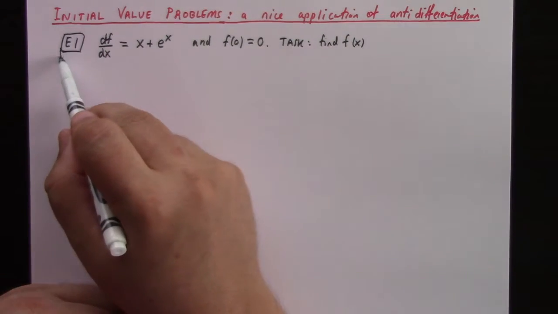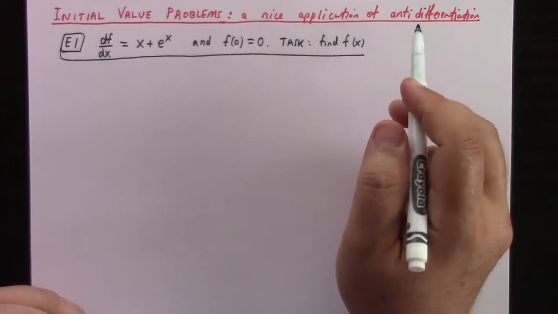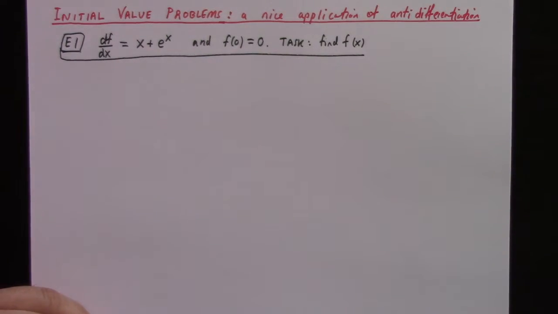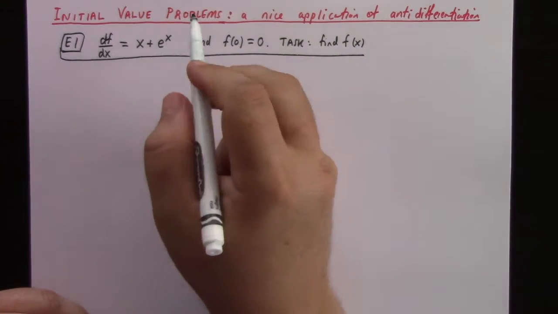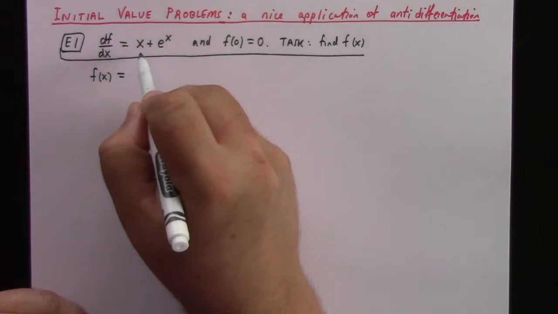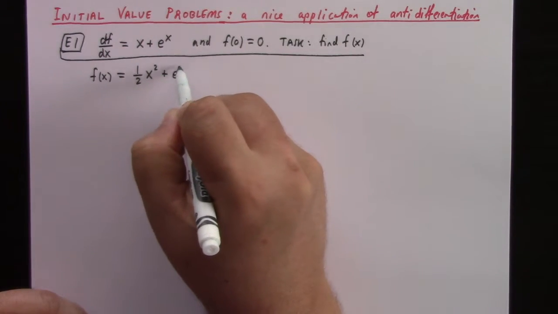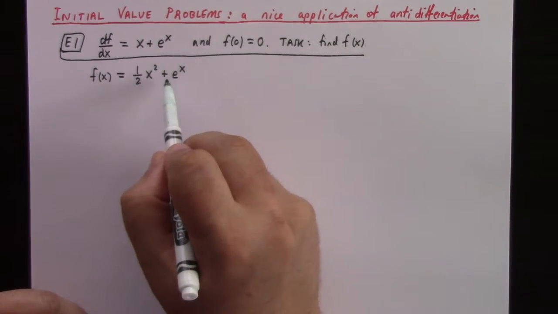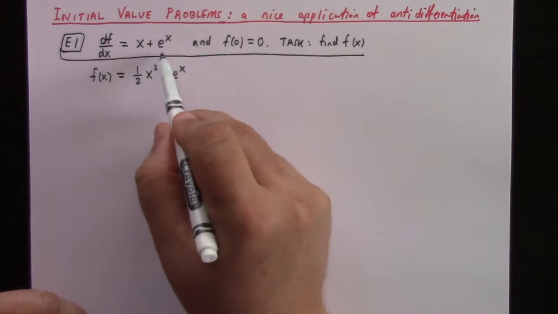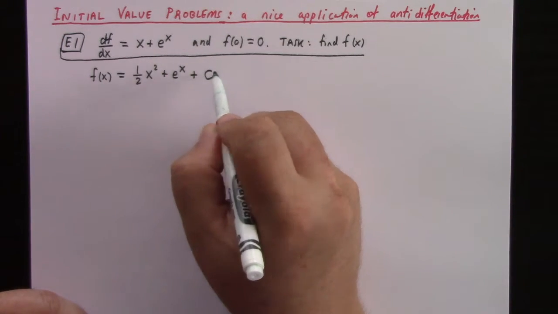Now, apparently f is an antiderivative of this function, right? So that suggests that f of x is equal to 1/2 x squared plus e to the x, because if I differentiate this, I get back x and I get back e to the x. So I integrated this to get that. But then to be fair, I have to say plus some constant. I don't know what the constant is yet.